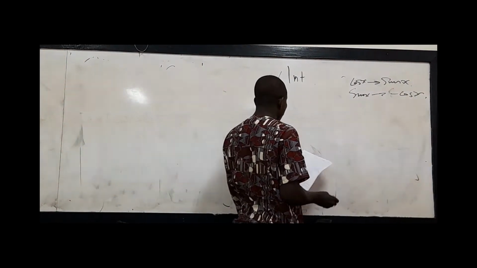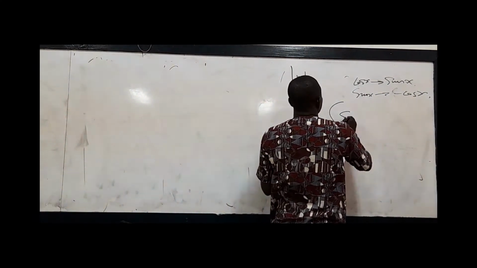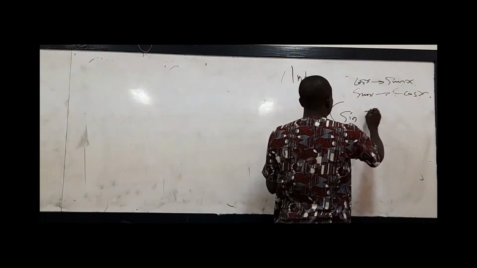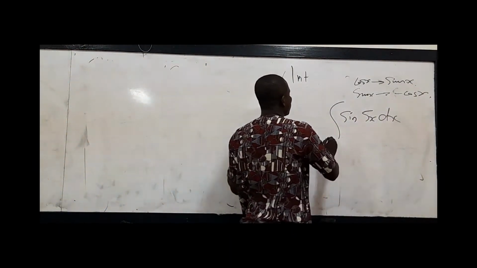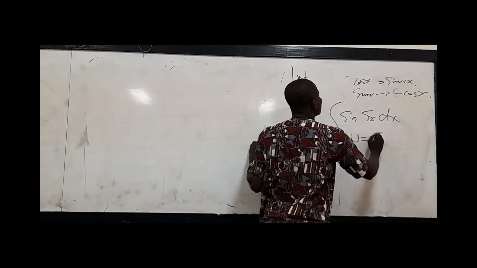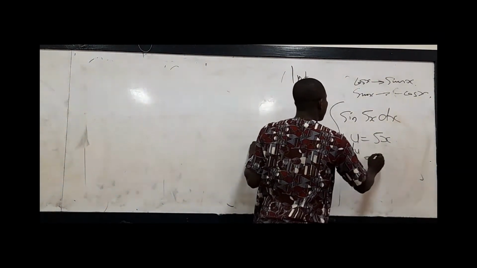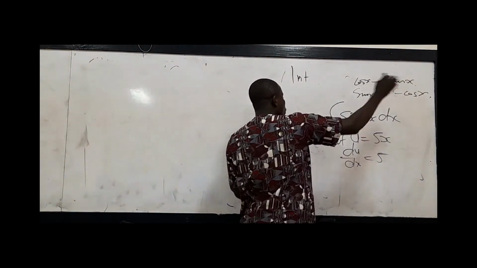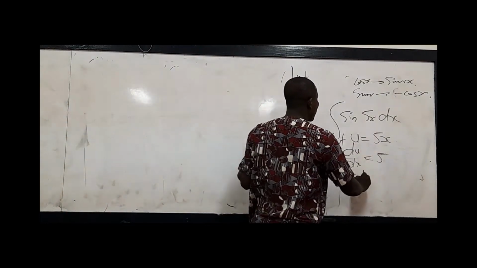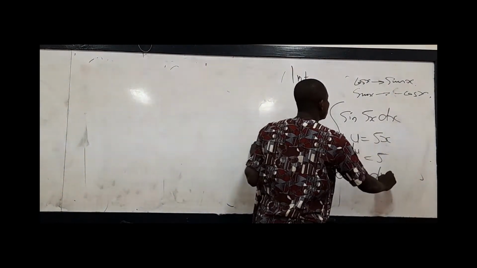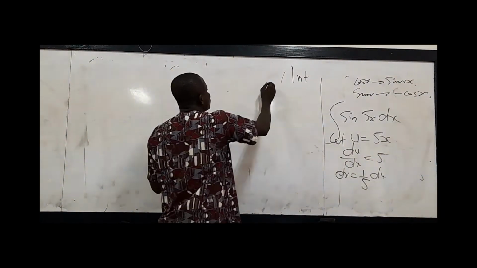We are on integration still. Let's do another one. They say evaluate sine 5x dx. As usual, what is the first step? Let u be equal to 5x. And du dx is equal to 5. When you reciprocate it, dx is equal to 1 over 5 du.